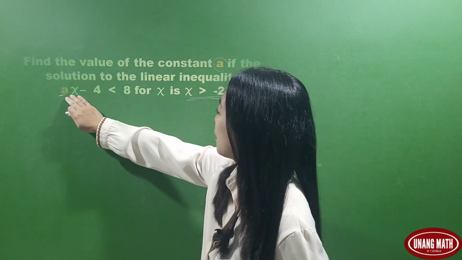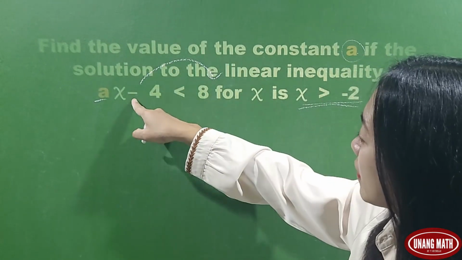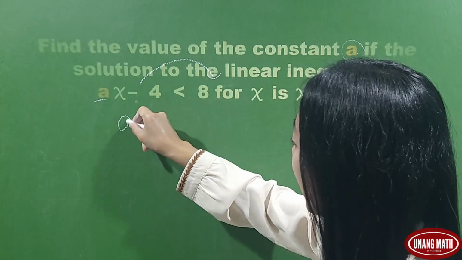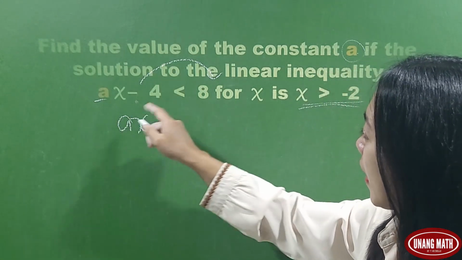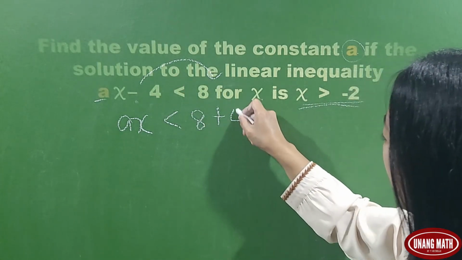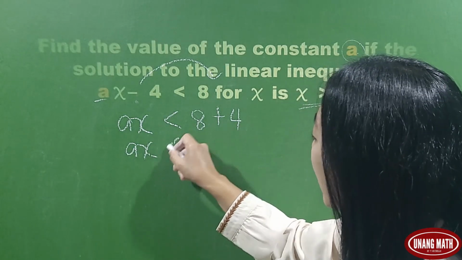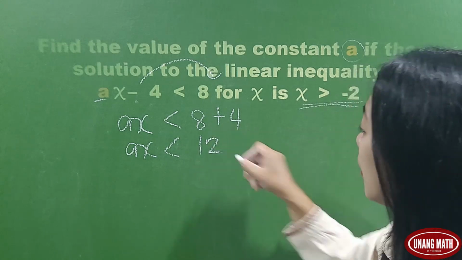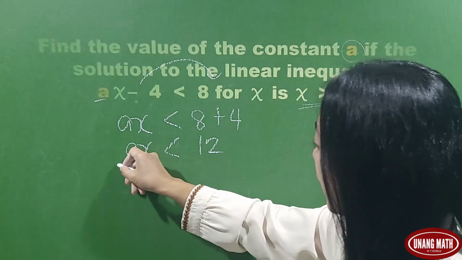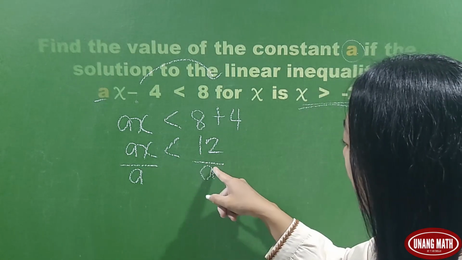So our aim is to find the value of constant a. Okay, then let's solve this inequality. So using transposition, move this negative 4 to the right side of this inequality. So we only have ax on this side. This is less than 8 plus 4. Okay, 8 plus 4 is 12. So this is ax is less than 12. And we are looking for x. So what we need to do is divide both sides of this inequality by a.